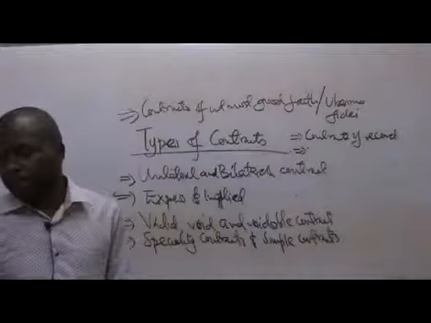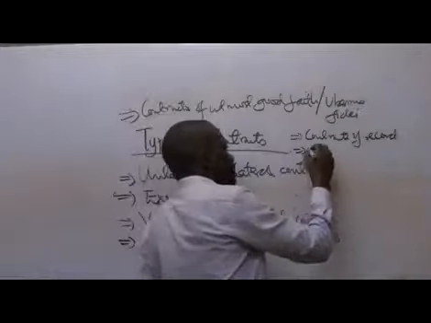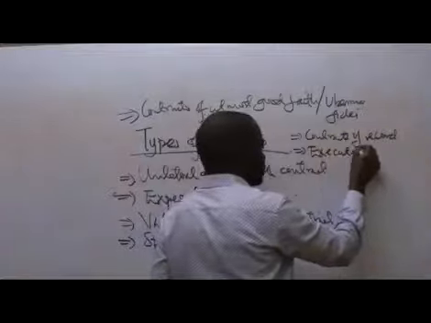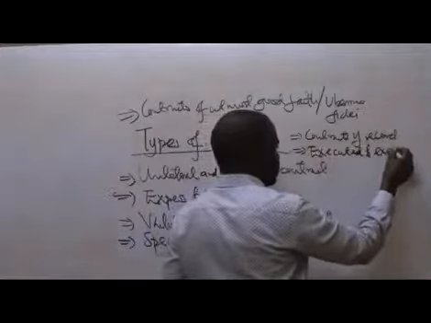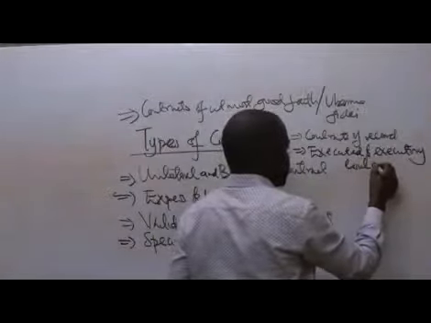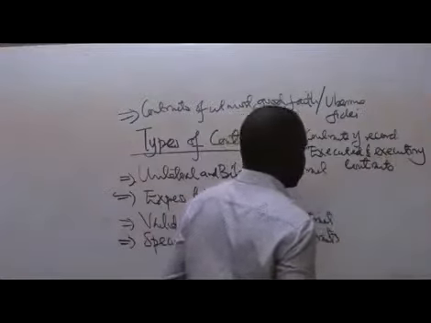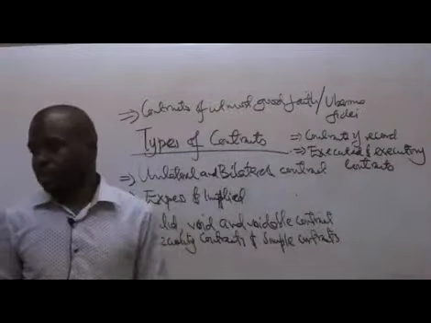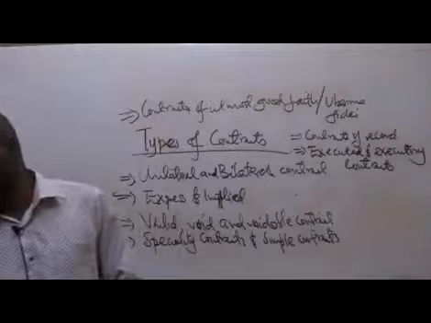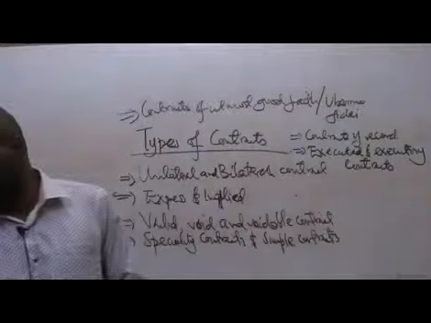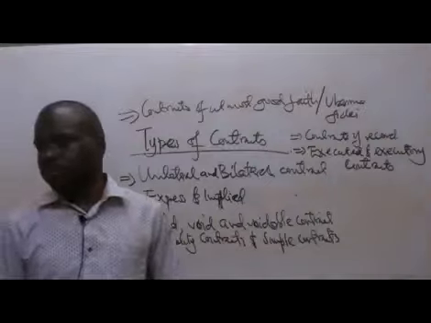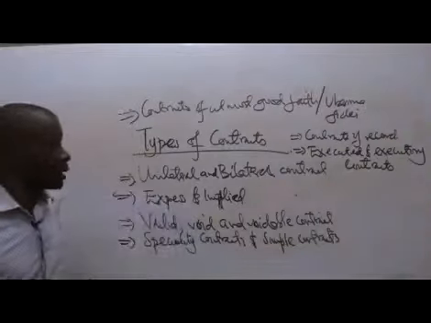Then we can have executed and executory contracts. Those are some of the types of contracts you can have.